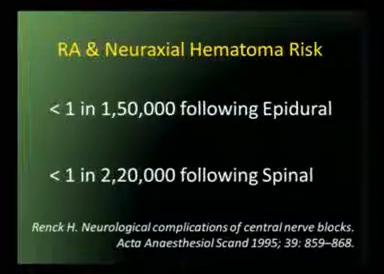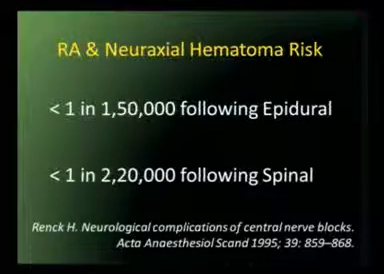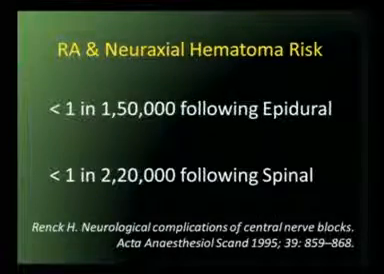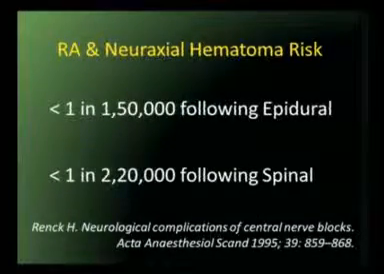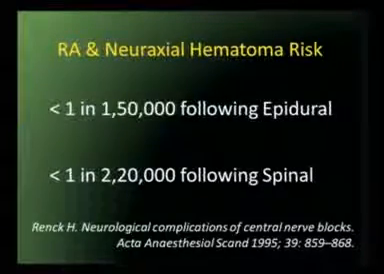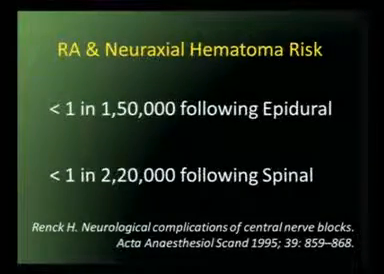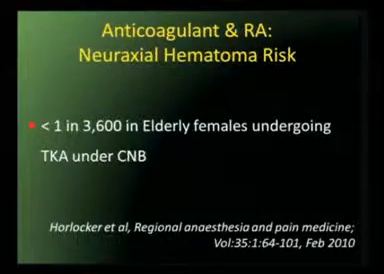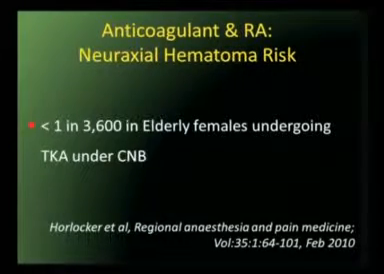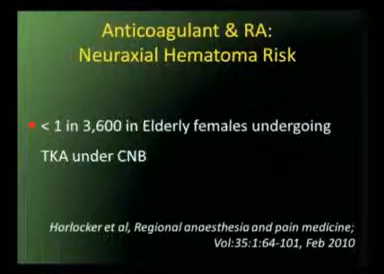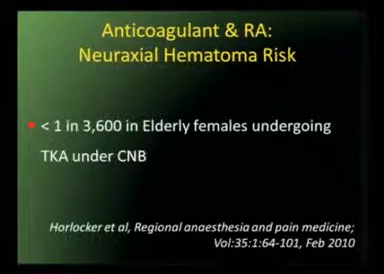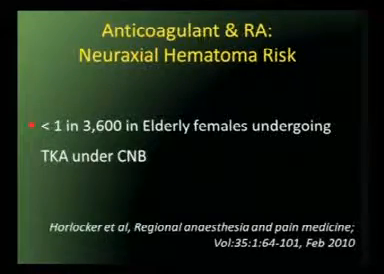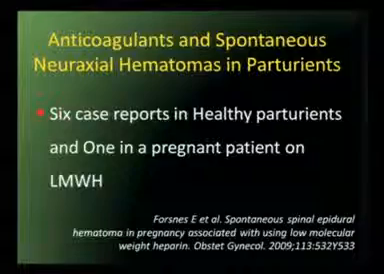Why are we worried about anticoagulants and regional anesthetics? Conventionally, the risk of neuraxial hematomas or peripheral nerve-related hematomas is less than 1 in 150,000 following an epidural and 1 in 2 lakhs following spinal. Very rare events. In fact, the spontaneous incidence is much more than a block-related incident. But when the patient is on anticoagulants or receiving various types of antiplatelet agents, this risk increases on a logarithmic scale. It almost goes up to 1 in 3,600, which is very, very high, and we have to make all attempts to minimize it.